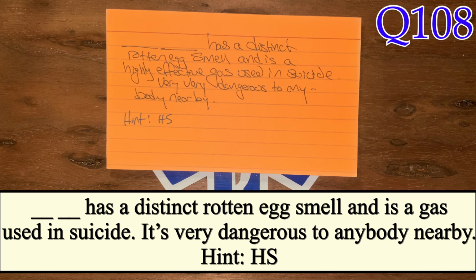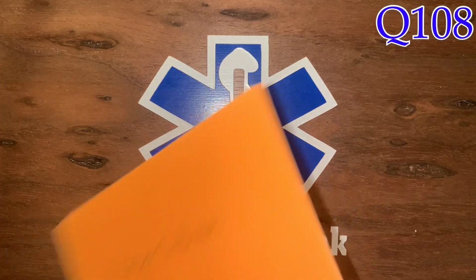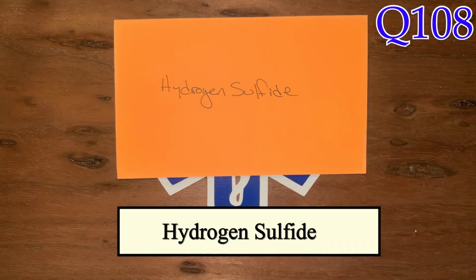It's very, very dangerous to anybody nearby. Hint: HS. So the hint here is the abbreviation for the gas that is very deadly if you come in contact with it, known as hydrogen sulfide.